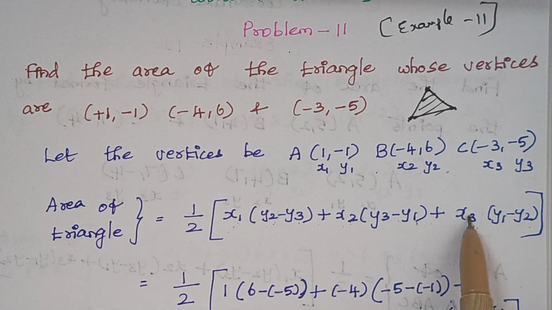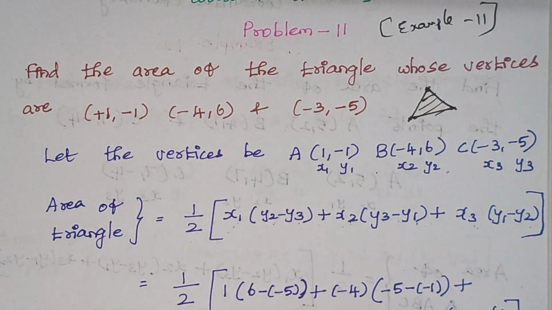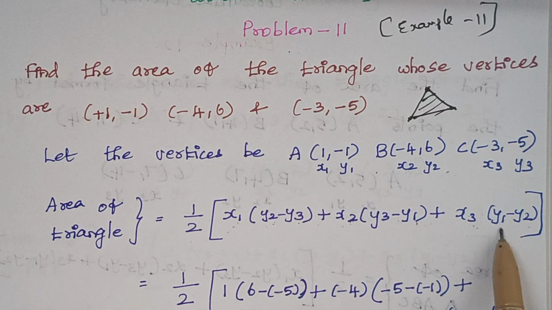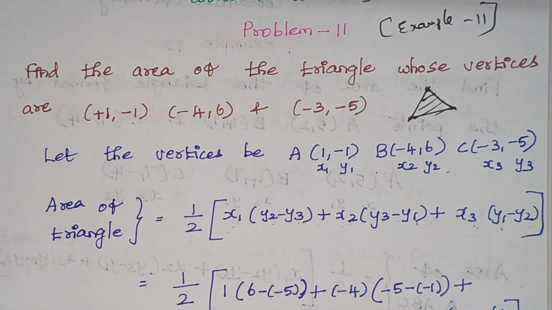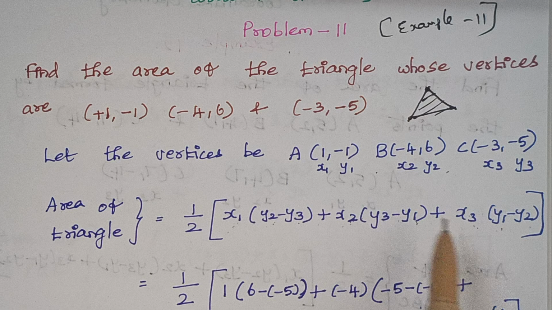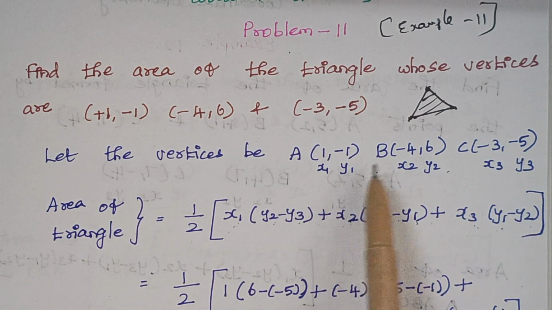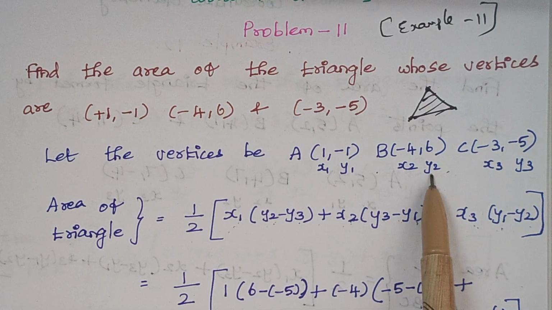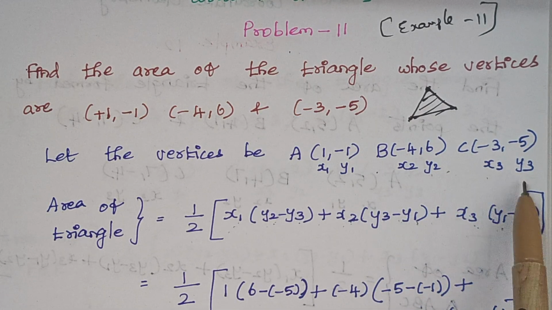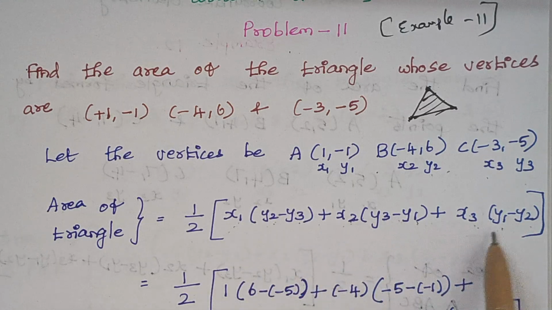And here I have 3. It has only 3 vertices, therefore after 3 we move to 1, so here it is y1 minus y2. Now just substitute the values over here. A represents x1, y1, B represents x2, y2, and C represents x3, y3. Now just substitute the values in this formula.